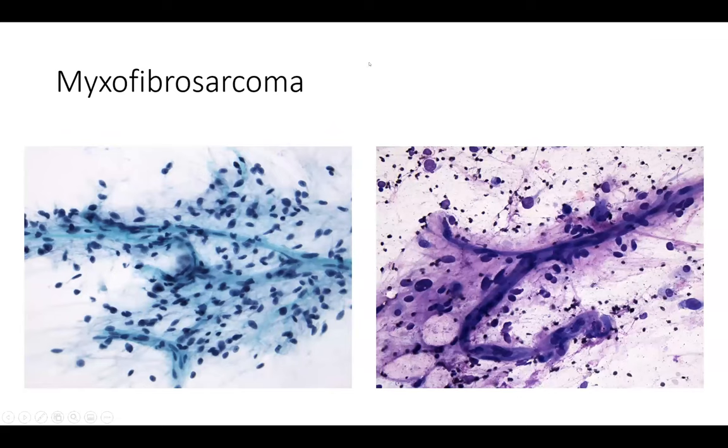Here again, showing two other examples where you can see those characteristic long curvilinear vessels. These are different than myxoid liposarcomas in that there's pronounced pleomorphism in the tumor cells. The vasculature is not delicate and branching, and there's usually not a prominent lipoblastic component.